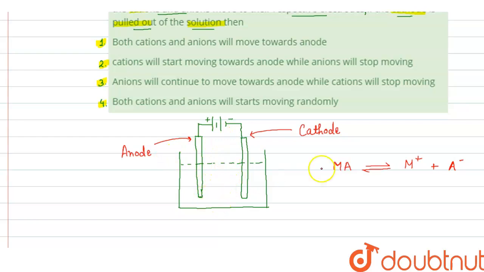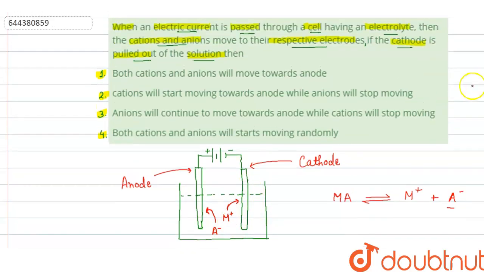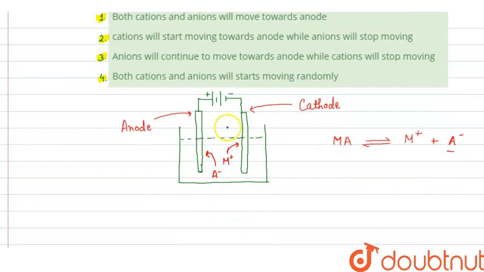Now anode is positively charged. So basically the anions which are negatively charged will move towards anode, right? Because ions will move to the electrode having opposite charge. So M positive ions will move towards cathode, right? Because cathode is negatively charged electrode. Now in the question, we have to tell what happens when cathode is pulled out of the solution.